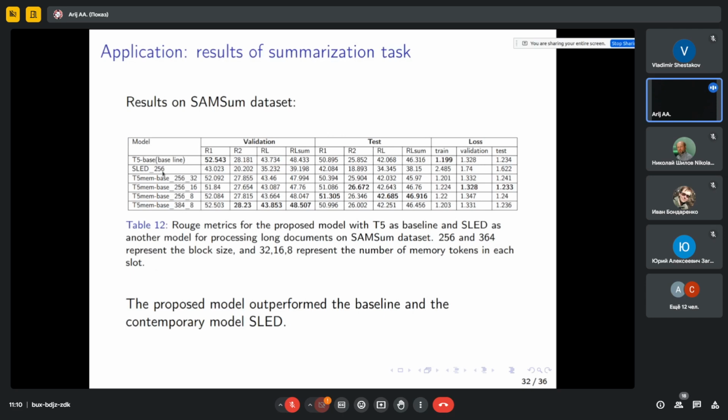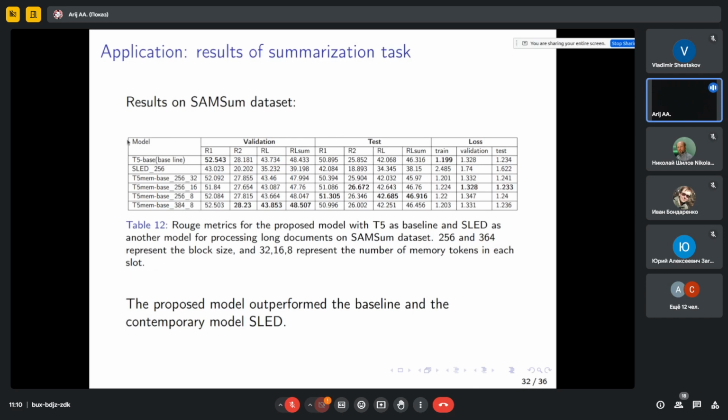So the SLED model is practically similar to my model, but it doesn't use memory slots. It's just chunking the input, and in the decoder, after chunking, it concatenates all these chunks using the fusion-in-decoder technique, and that's it. There is no memory usage in this model, unlike the T5 base model and my model.